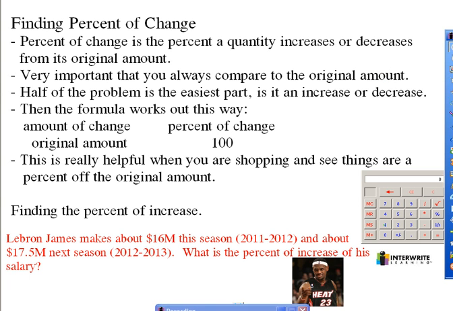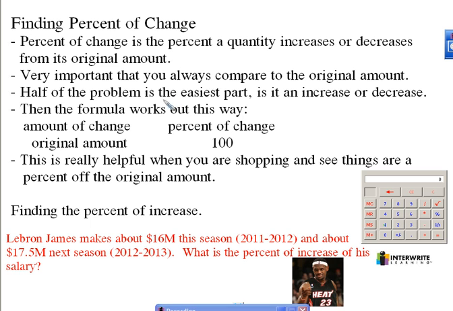So we are now going to be working on finding percent of change. Now, finding percent of change is the percent a quantity increases or decreases from its original amount. It's very important that you always compare it to the original amount, not to the second amount that it changes to.